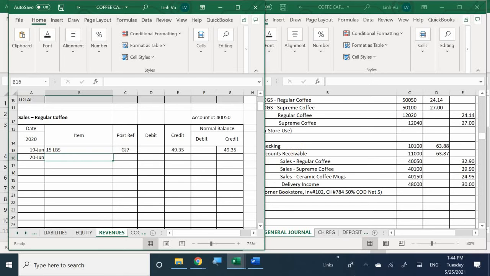So how many pounds did we sell? 10 pounds. We sold 10 pounds. Invoice 102, and then GJ8, and a credit of 32.90. Here you take your previous balance plus any credits minus any debits, and that should give you 82.25. Perfect, 82.25.